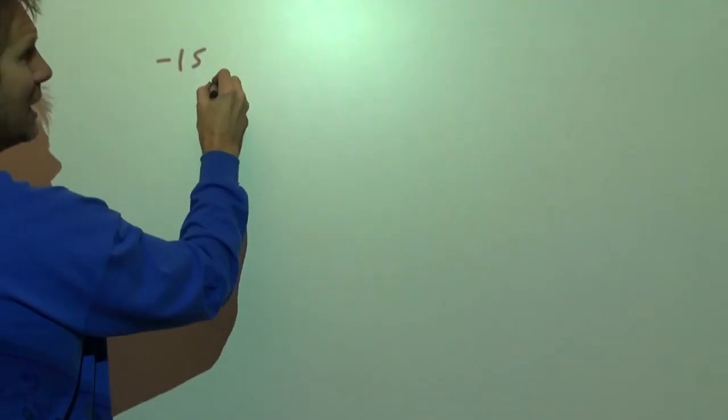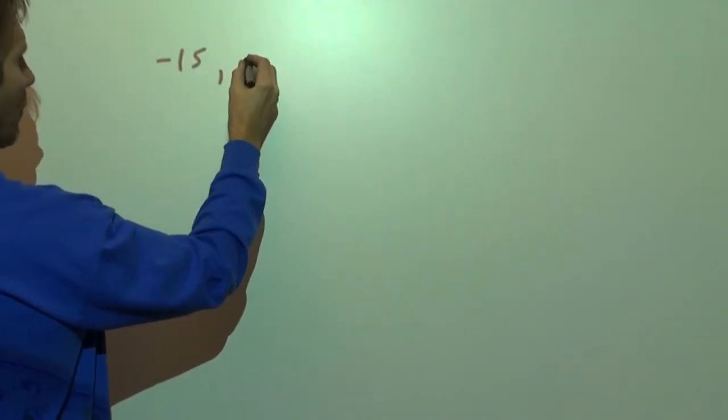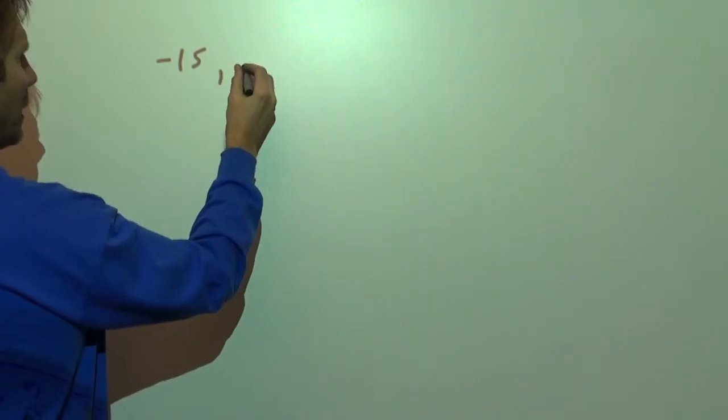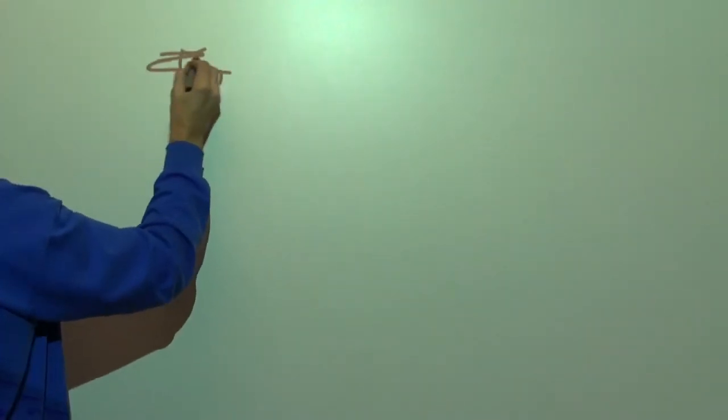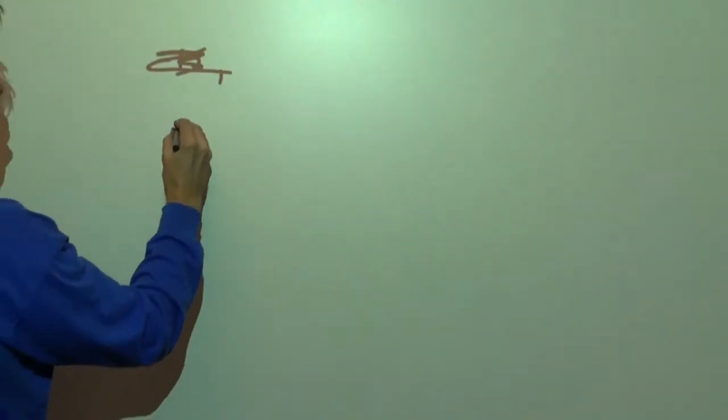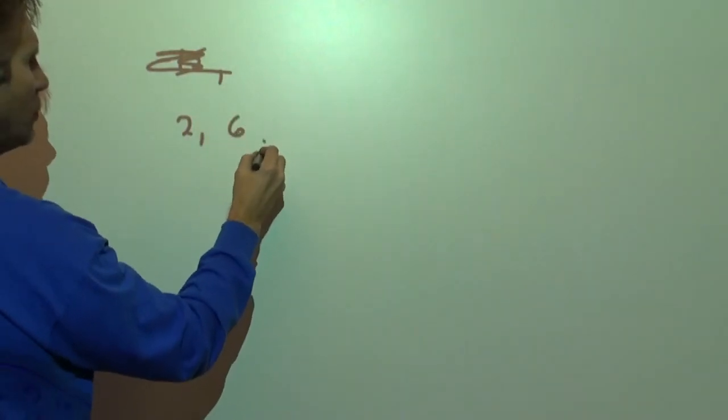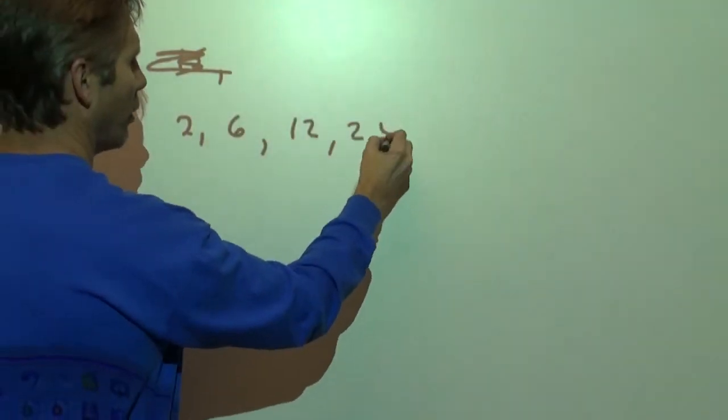Okay, now, what if we have something like this? We have -15, and we have... I think we get this. I think we're okay with that. Let me show you one other thing, a couple more things. How about this? 2, 6, 12, 24.